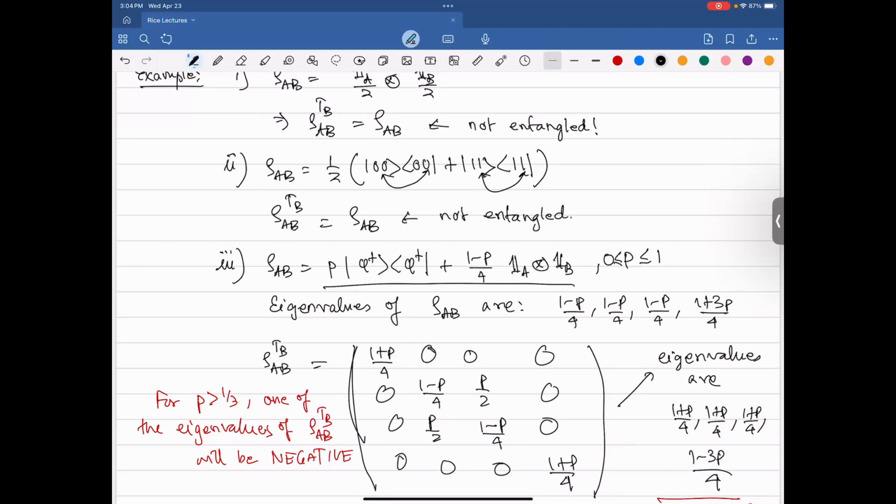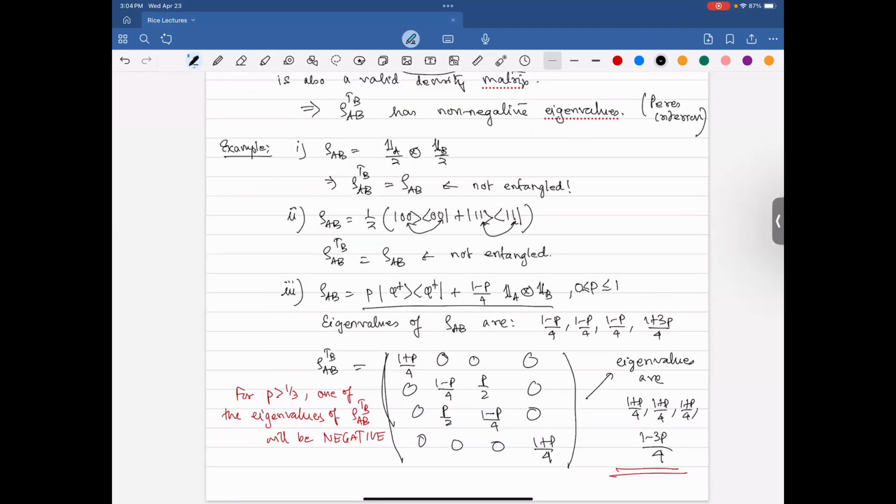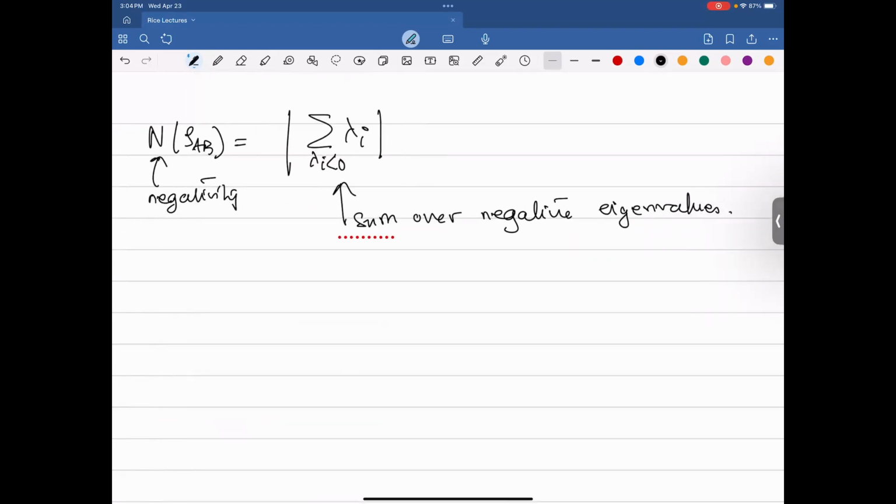Yes. So when p is smaller than 1/3, it's this rho AB. The number you wrote down at the end of the transpose was already given. Well, you compute it by taking the partial transpose, but you call it the negativity of rho.